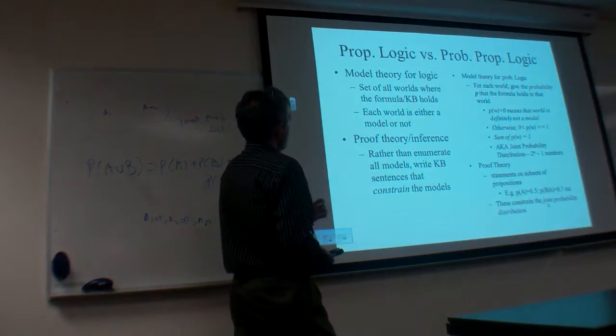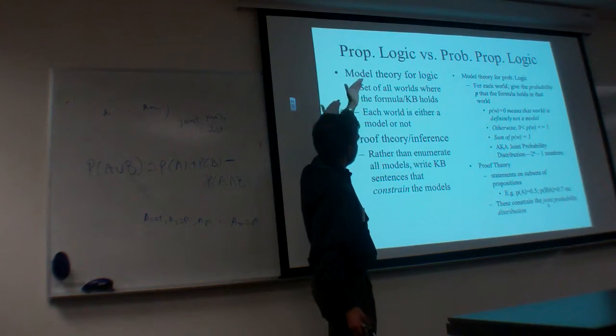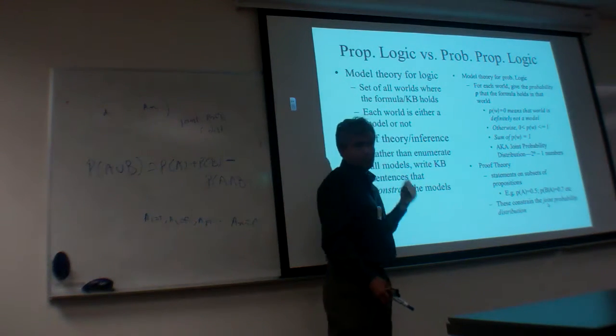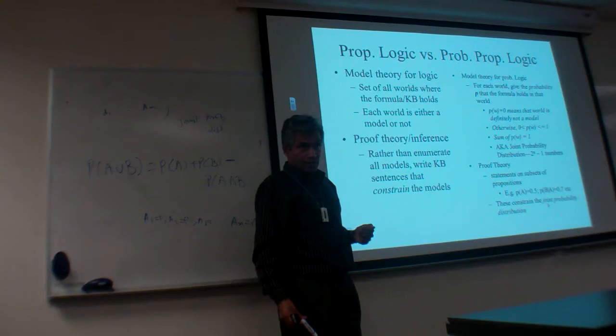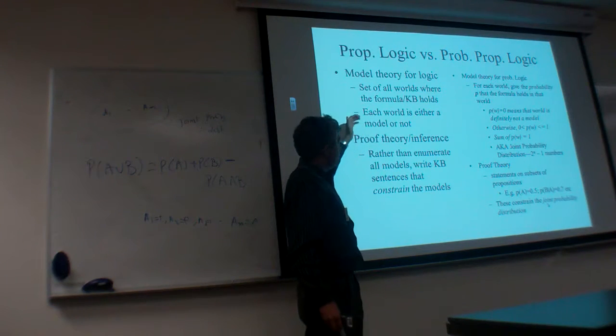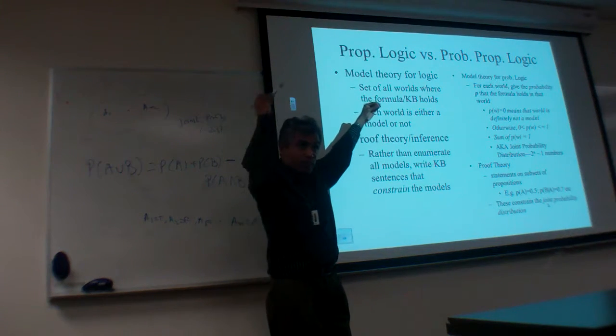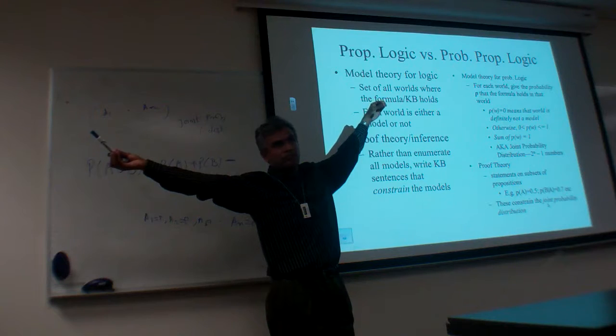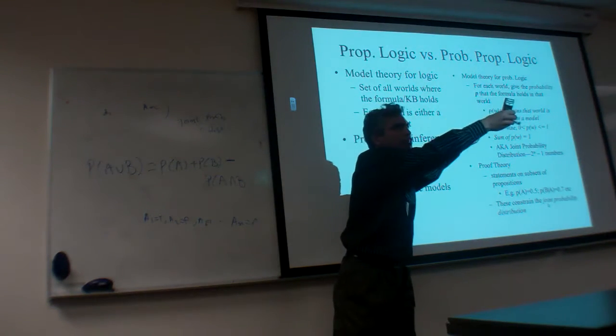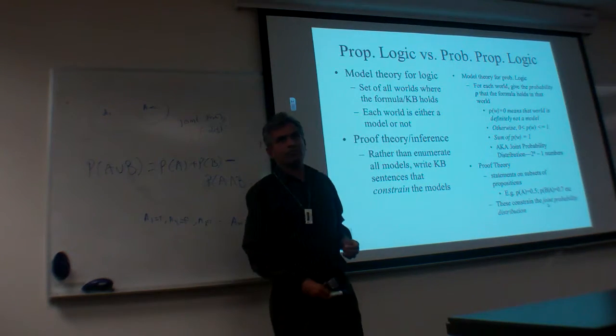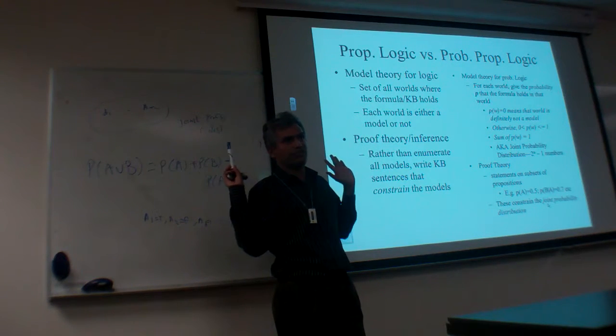Okay, so model theory for logic is the set of all worlds where the formula or the knowledge base holds. And so basically given a world, it's either a model or it's not a model. There is no, it's somewhat likely to be a model, somewhat not likely to be a model. It's either a model or it's not, that's it.